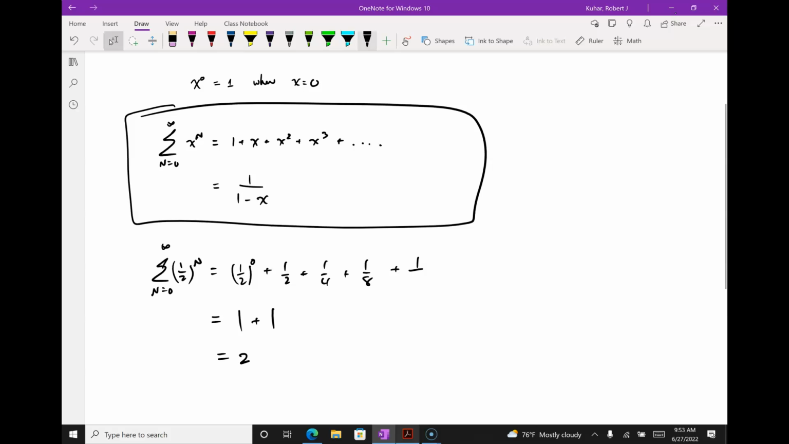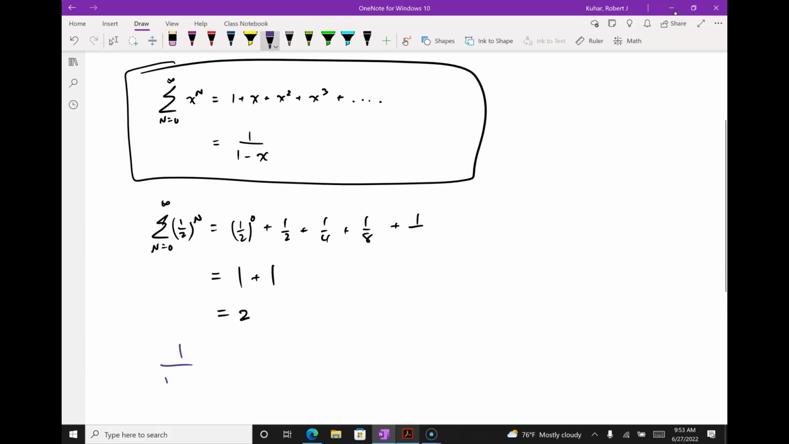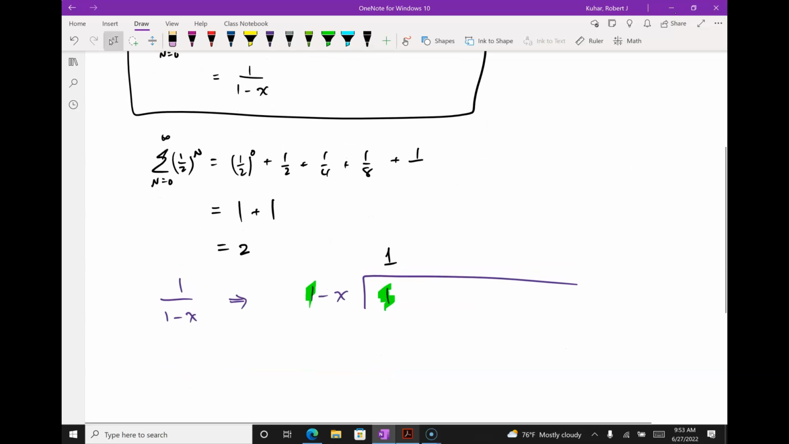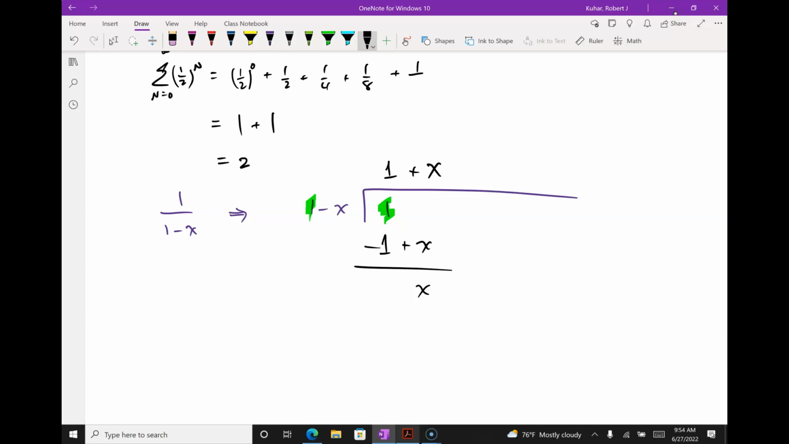Now, first of all, we want to demonstrate that it's true. 1 over 1 minus x, we can do long division. You with me? So 1 goes into 1 how many times? One time. Come back and multiply, I get 1 minus x. Change the signs and add. Now 1 goes into x how many times? Come back and multiply, I get x minus x squared. Change the signs and add. How many times does 1 go into x squared? x squared.